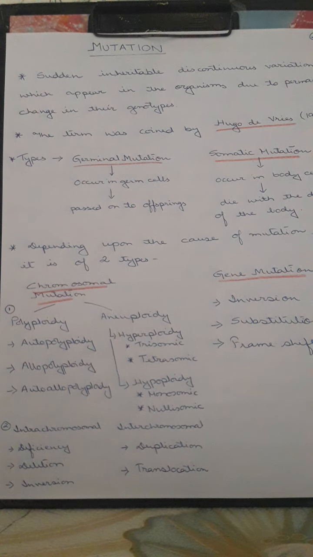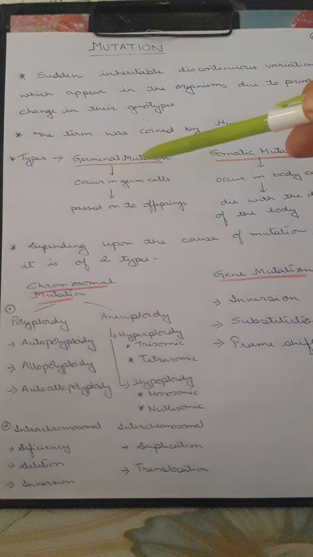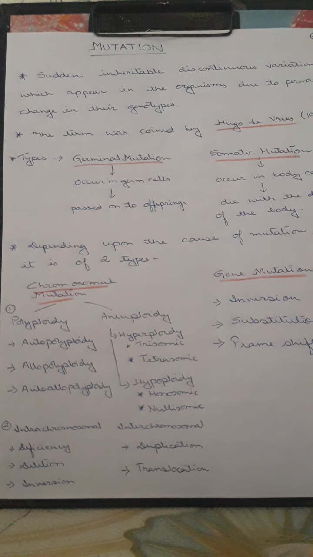In the evolution part we have studied the experiment of Vries on Evening Primrose, regarding the evolutionary part. So he first termed the word mutation. Basically, mutation is of two types: one is the germinal mutation and the other is the somatic mutation.